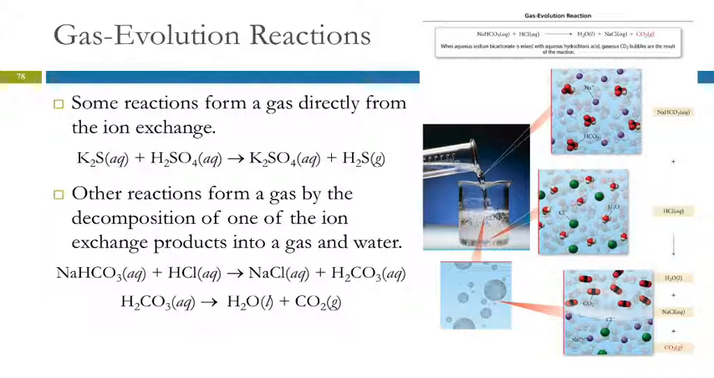Other reactions form a compound from the ion exchange that then decomposes into a gas. An example of that is sodium hydrogen carbonate, baking soda, plus acid gives us sodium chloride and carbonic acid, but the carbonic acid isn't stable and decomposes into water and carbon dioxide. And that's similar to the reaction when you add like vinegar or any other acid to baking soda. You get a lot of bubbling, right? The CO2 is the bubbles that are coming out.